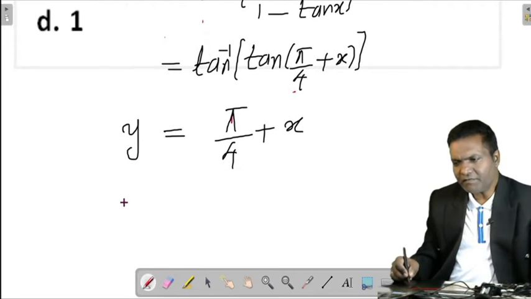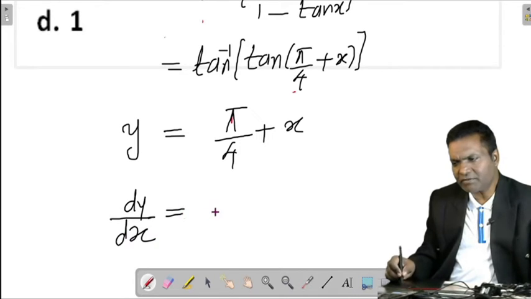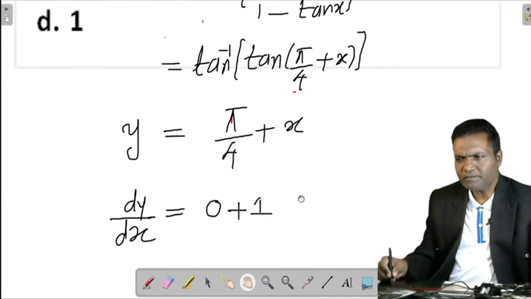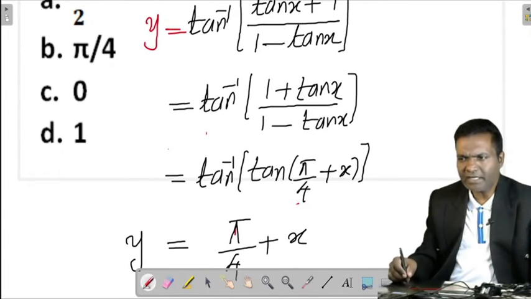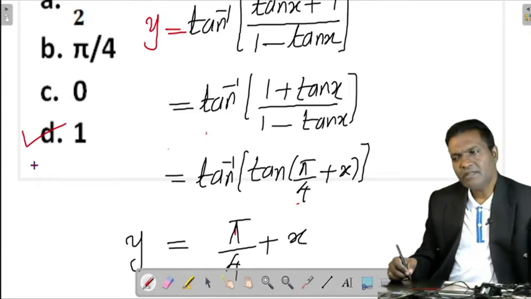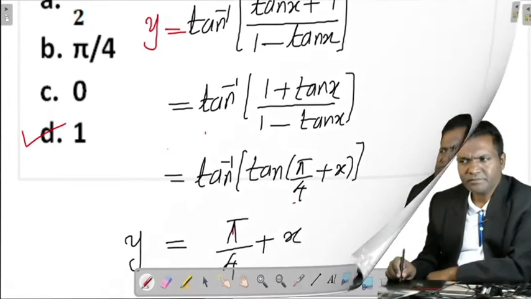Now differentiate this. If we differentiate this, dy by dx equals the derivative of pi by 4 which is 0, and the derivative of x is 1. So dy by dx is 1. So the correct option is D. Let's move on to next.